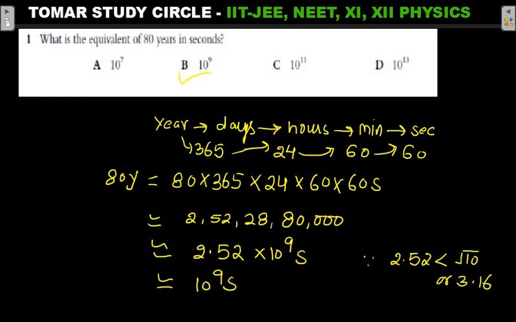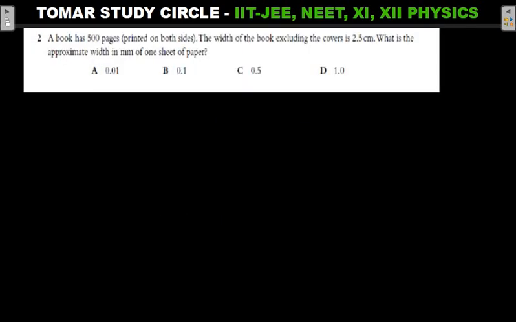The next question is here. In this question, a book has 500 pages, printed on both sides. The width of the book, excluding the cover, is 2.5 cm. What is the approximate width in millimeters of one sheet of paper?